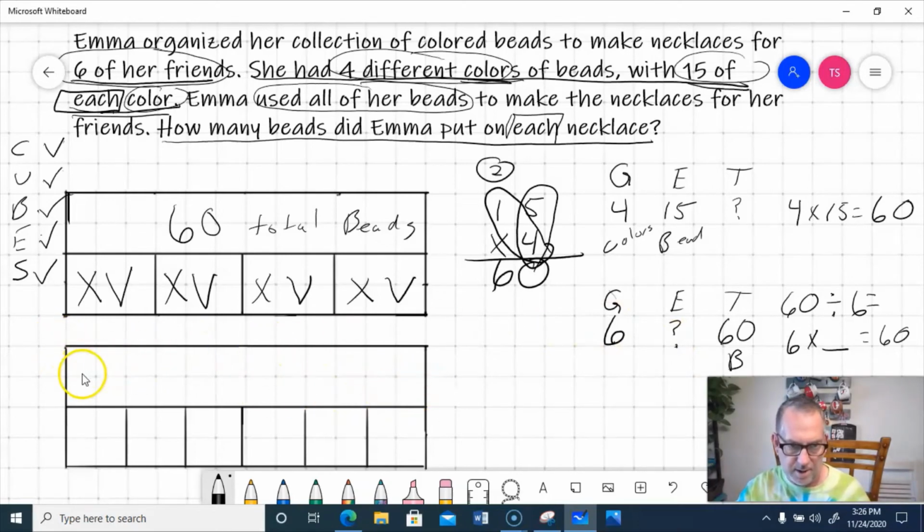Or we can use this strip diagram down here on the bottom. First the total would go in this part, so that's going to be my 60 total beads. And my strips down here are going to represent her 6 friends. So let me think about this for a minute. Is there a quicker way of separating out the beads to where I didn't have to draw a bead for each one? Or could I just go ahead and put a bead in each one? We could do that. We'll go ahead and do that.